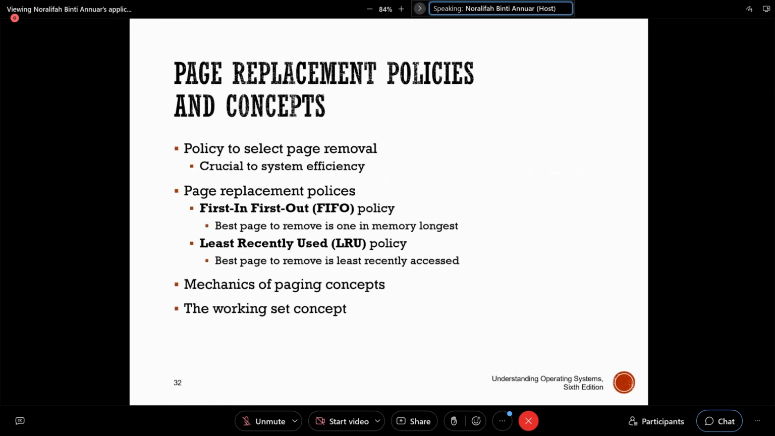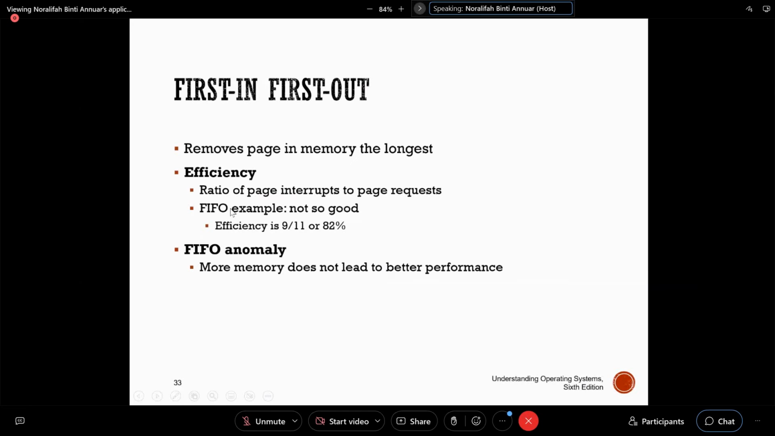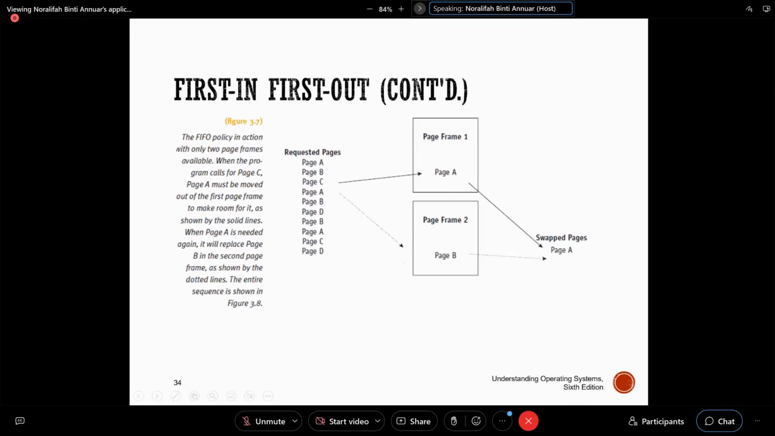Kita akan tengok terus kepada contoh. It's easier to understand rather than you baca ni. First in, first out, page replacement. Okay. Ni ratio dia. For example, no so good, FIFO is 9/11. This is the number of job. And then 82%. Maybe we can show you the calculation.